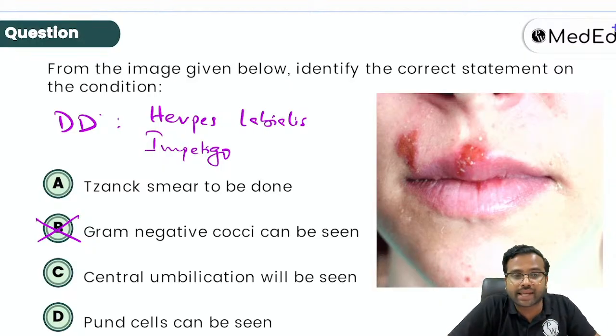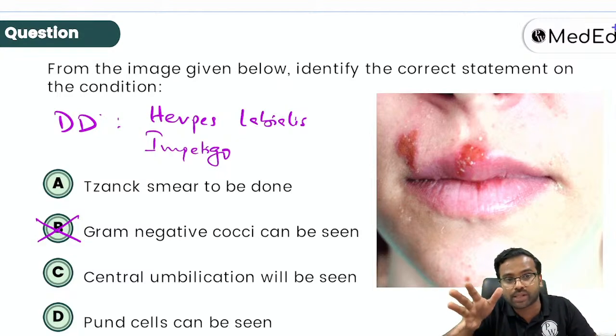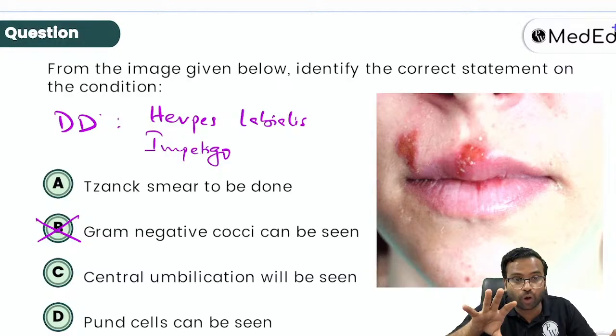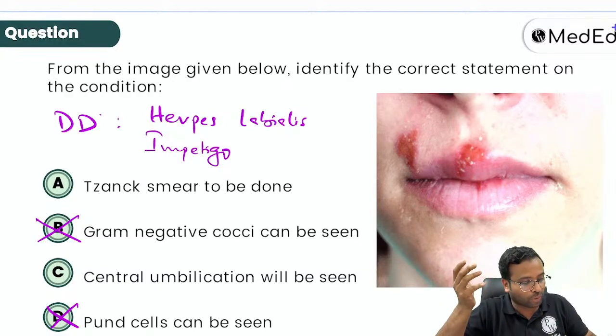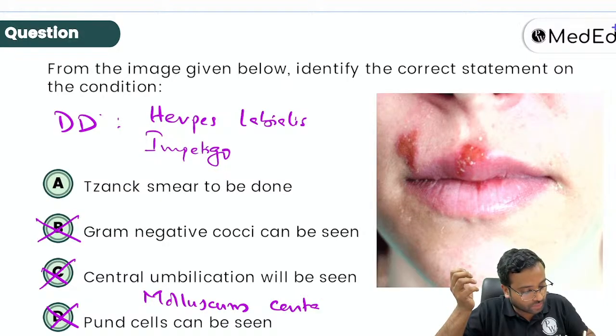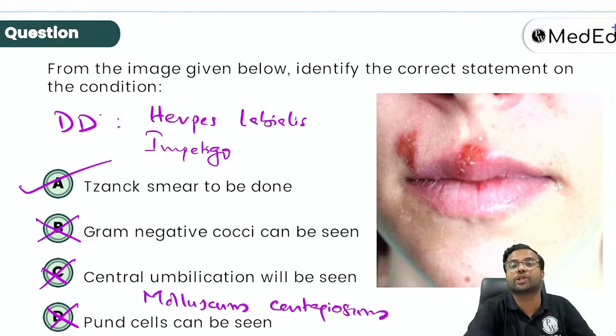And Pund cells can be seen. So where do you find these Pund cells? These Pund cells, also known as Greenblatt and Pund cells, can be seen in granuloma inguinale, right? So in donovanosis and all. That definitely is not matching. This is also not matching because this is going to be seen in molluscum contagiosum. So now what should be the right answer? The right answer should be the Tzanck smear.